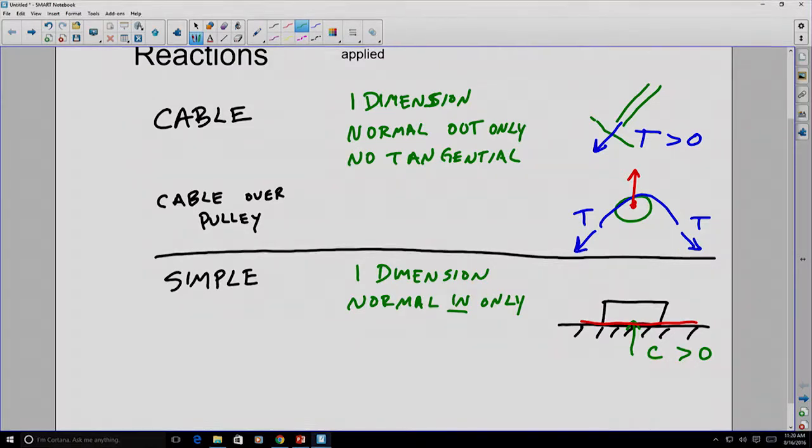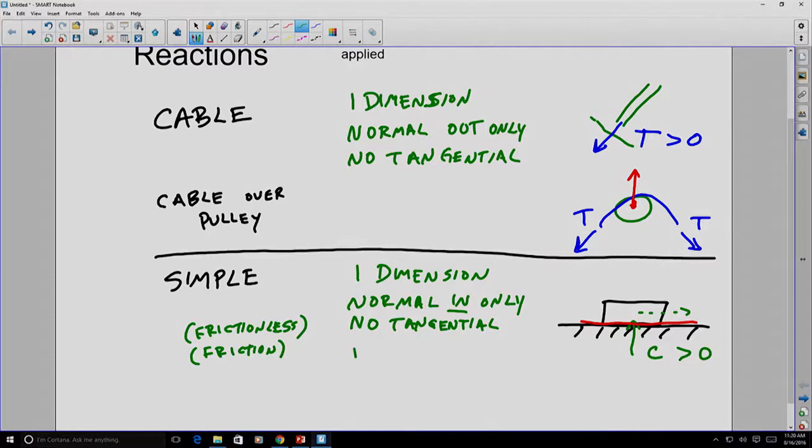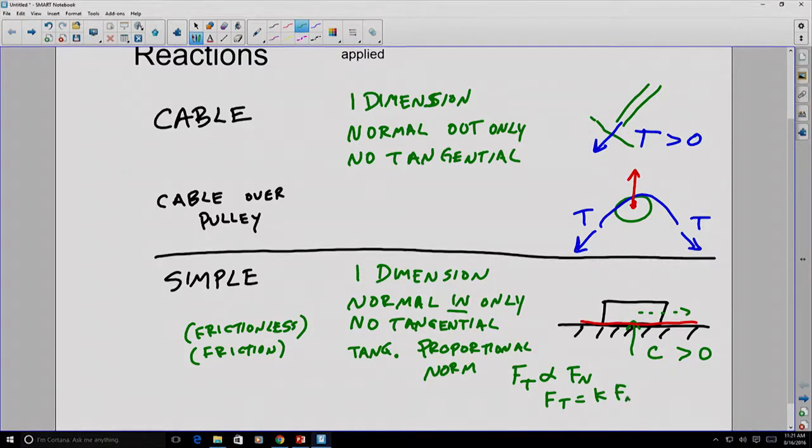Now, there are a couple of cases in here. What's really simple is if it's considered to be a frictionless system, where we simplify and assume that the block itself could slide side to side without any resistance. In that case, there is no tangential force, no tangential reaction. But you can sometimes consider the case of friction, in which case the tangential reaction, I should say, will be proportional to the normal reaction. In other words, if there is some force in the tangential direction, it's proportional to the force in the normal direction. Or the other way we could write that is that the tangential force is equal to some coefficient times the force in the normal direction.